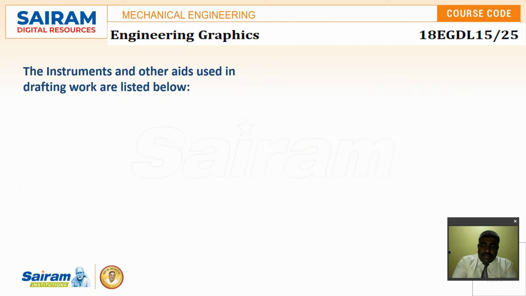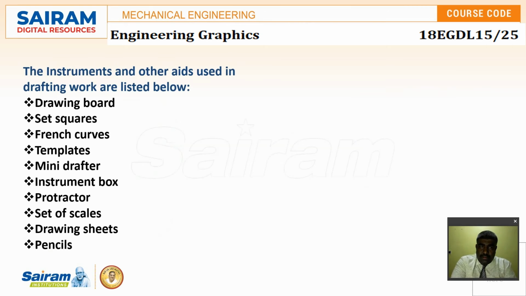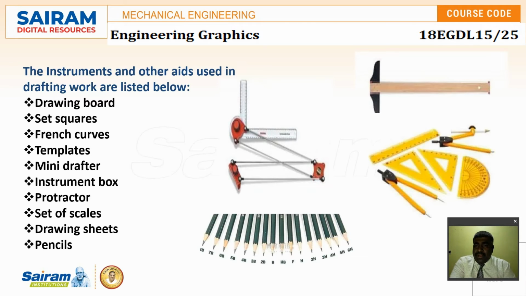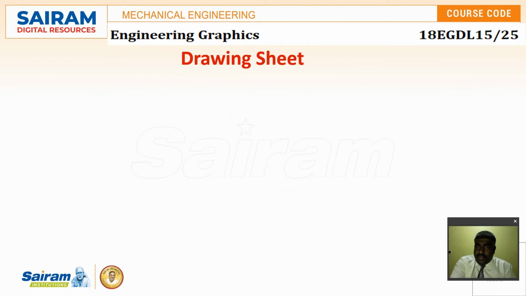So what are the instruments used? These are the instruments used: drawing board, set square, French curves, templates, mini drafters. So this is the mini drafter. Different kinds of pencils will be used. That is the T square and other instruments which will be used for manual drafting.